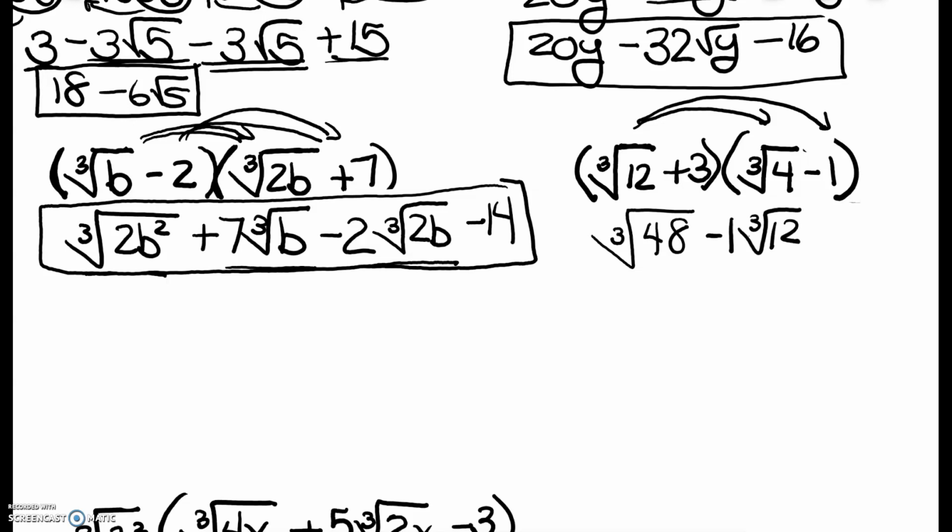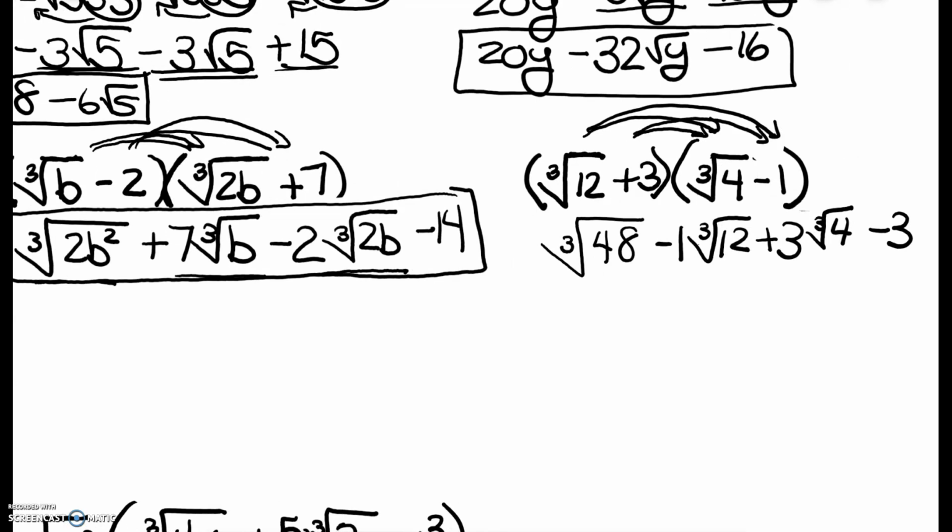And then when I multiply positive 3 times the cube root of 4, there's a number in front of that cube root of 4. So that number is 1. 3 times 1 is 3. And I have a cube root of 4. And then when I multiply a positive 3 times a negative 1, I get a negative 3.